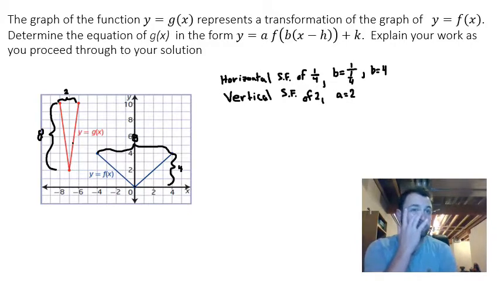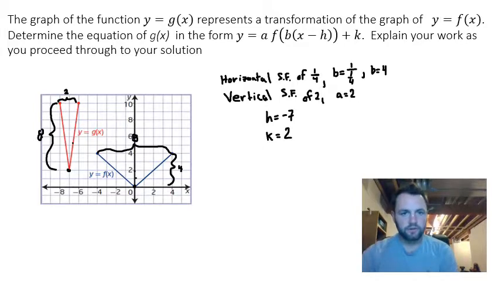So the next piece of information we're going to look at is how far did these points move? For example, how far did this, we'll call it the vertex, move left or right to get from here to here? Well, it moved 1, 2, 3, 4, 5, 6, 7 spots left. So that would mean that my H is equal to -7 for 7 spots left. And then for my K, we moved up 2 spots. So my K is a positive 2.